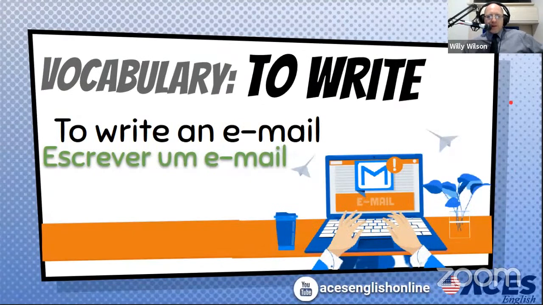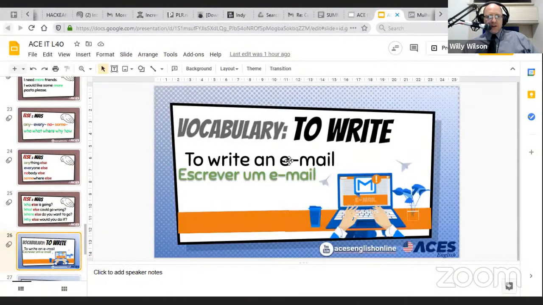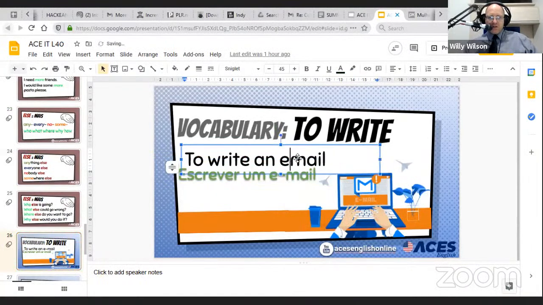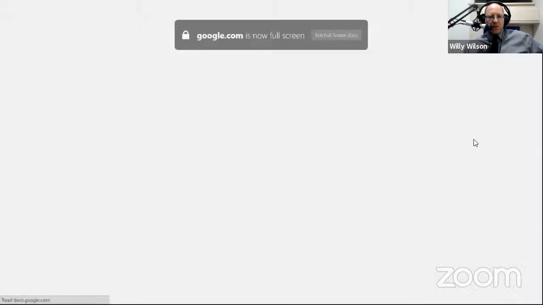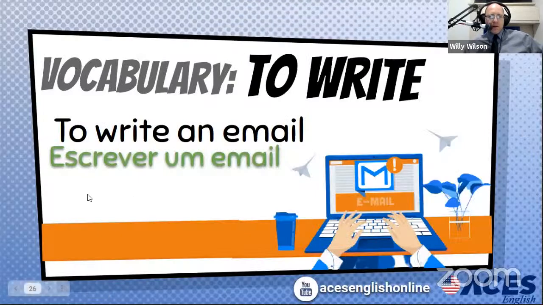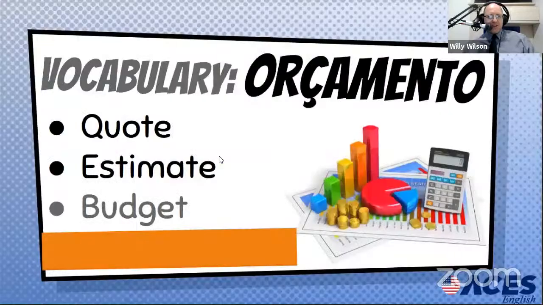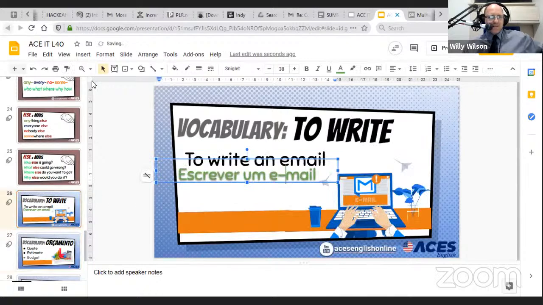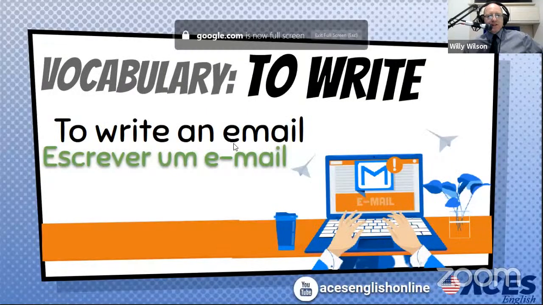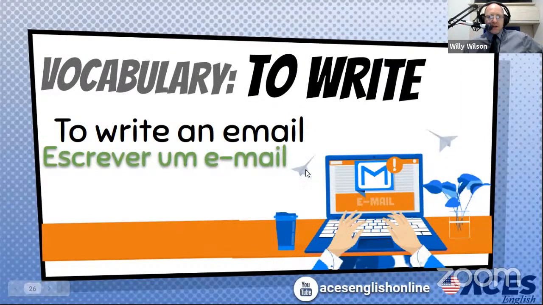So let's get to some vocabulary. To write, and we just need to change one little thing here. I had corrected it on one slide, but it showed back up. So to write an email, escrever email. Notice, email in English doesn't have a hyphen like it does in Portuguese. So to write an email, escrever email, to write a letter, e sempre coloca ponto no final, gente.